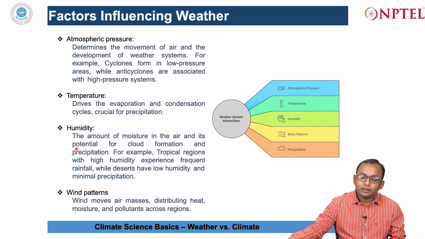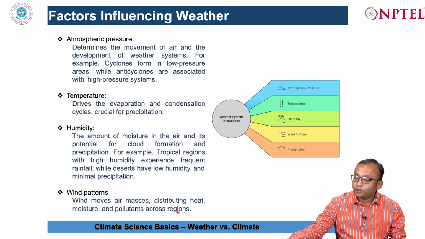Therefore, these are some of the factors which can lead to changes in the humidity pattern, and which basically shape the overall weather pattern of one particular region. Also, there are wind patterns which move air masses from one place to another and distribute heat, moisture and pollutants across regions, which can also influence the weather pattern of different areas.